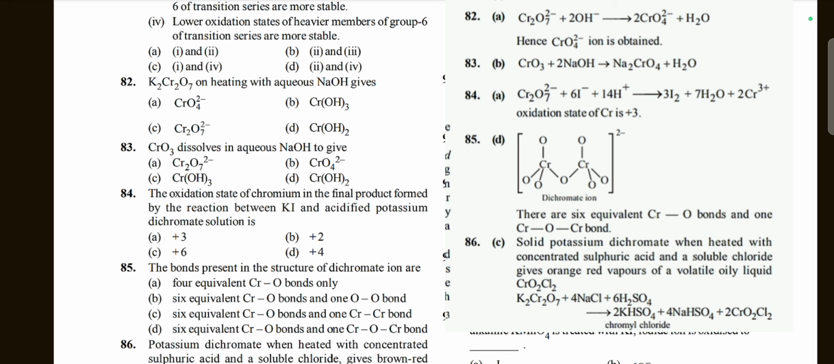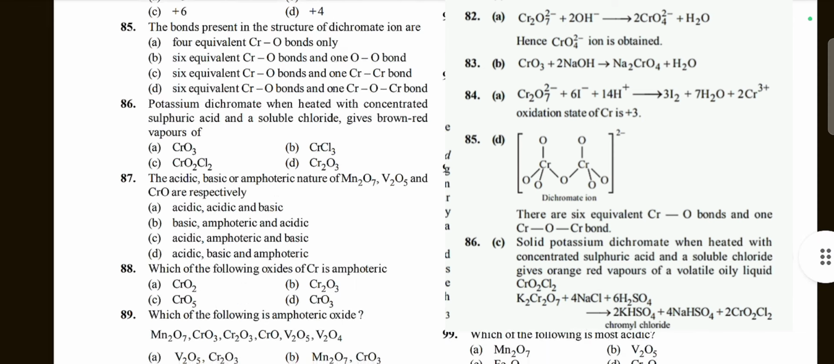The oxidation state of chromium in the final product formed by the reaction between KI and acidified potassium dichromate solution is... So the reaction is Cr2O7 2- plus 6I- plus 14H+ gives 3I2 plus 7H2O plus 2Cr3+. So oxidation state of chromium is plus 3. So option A will be the answer.